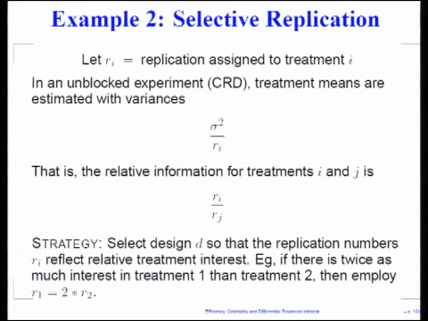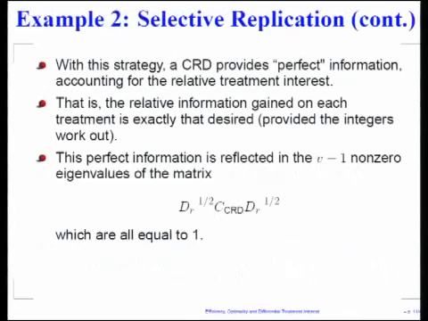And of course, all your information ratios, if you can do this properly for all your treatments, are going to reflect exactly what your relative interest is. So I'll say with this strategy, a CRD provides perfect information. Perfect in the sense of accounting for the relative treatment interest, right? So the relative information gained on each treatment is exactly that desired, provided, of course, the integers work out, because it is an integer problem.